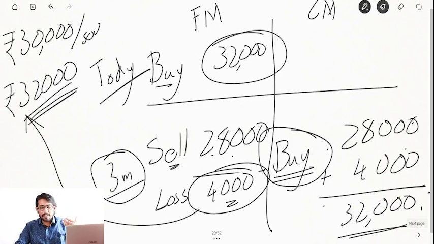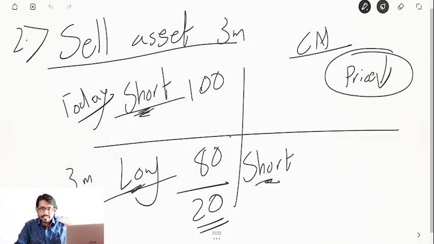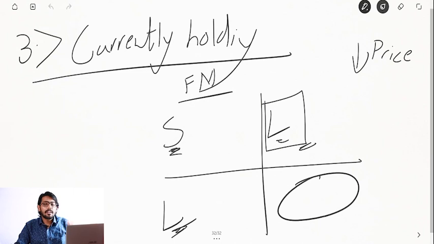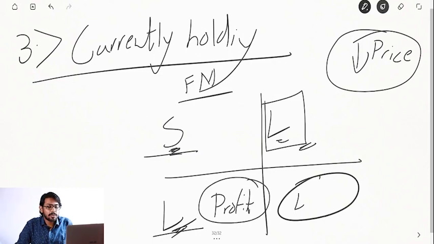Generally in a question, three positions come. One, you want to buy after 3 months. Two, you want to sell after 3 months or 6 months or 1 year, whatever. Or three, you are currently holding an asset. These are the three situations you have and you are concerned. In this case, you are concerned about a fall in price. What do you do? You sell, you buy. If the price falls, here you'll get a profit. And this profit will set off any loss you have over here. If you suffer any loss in the cash market, you can compensate that with a profit in the futures market.